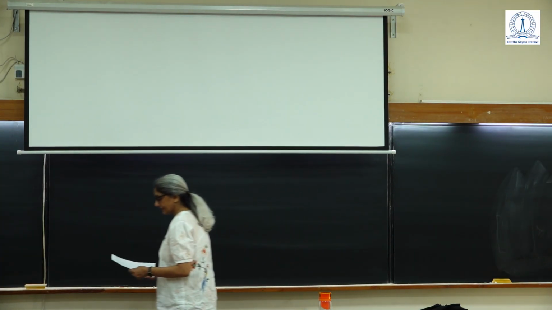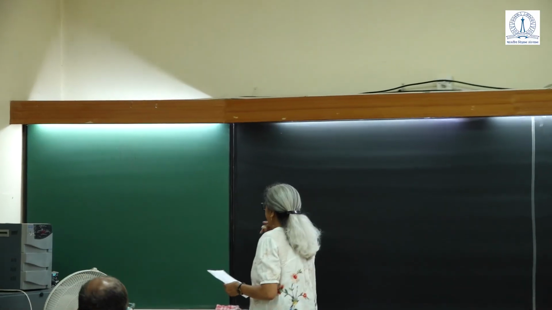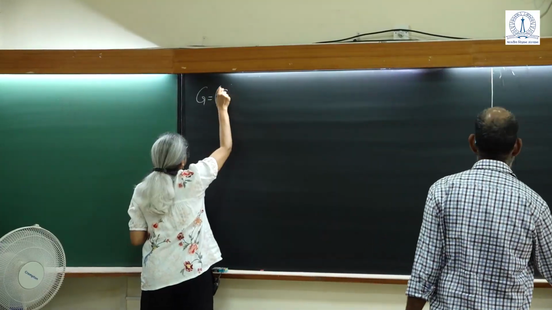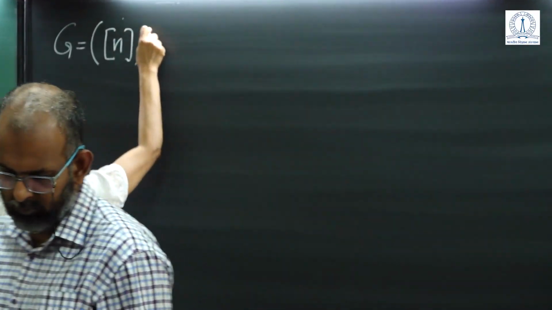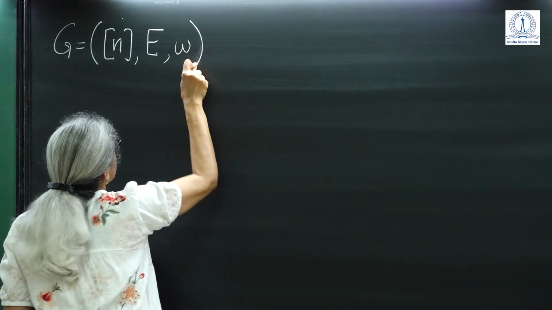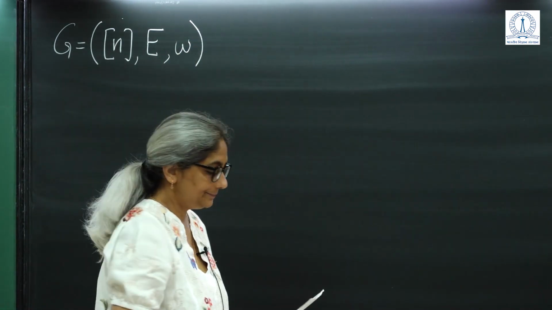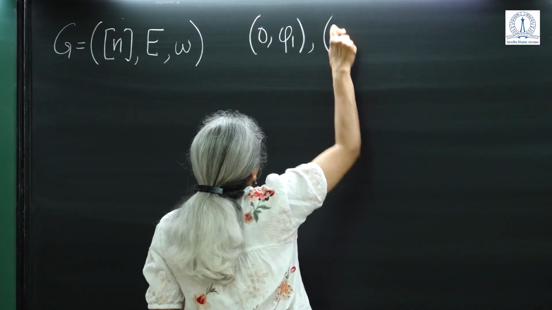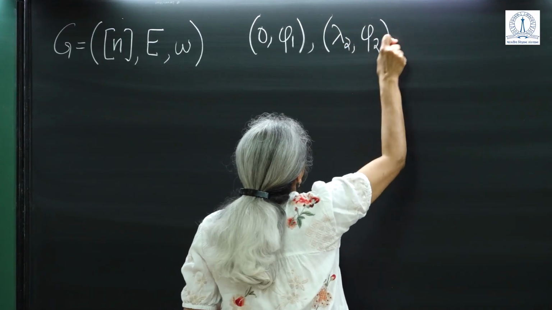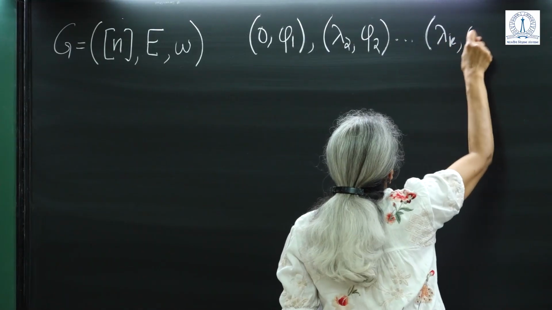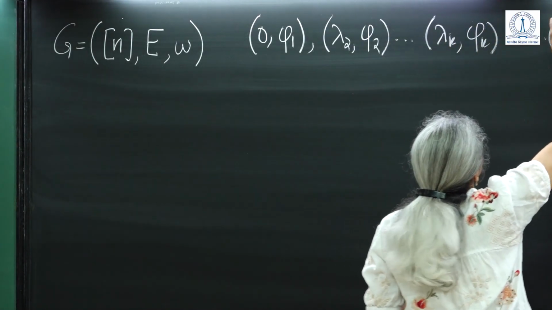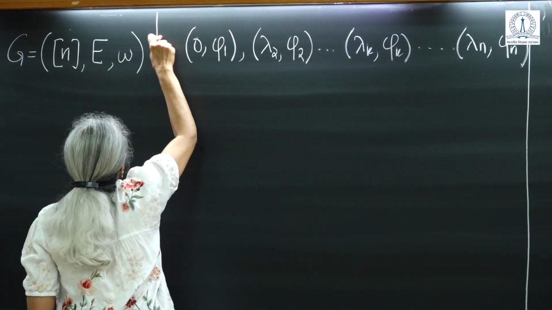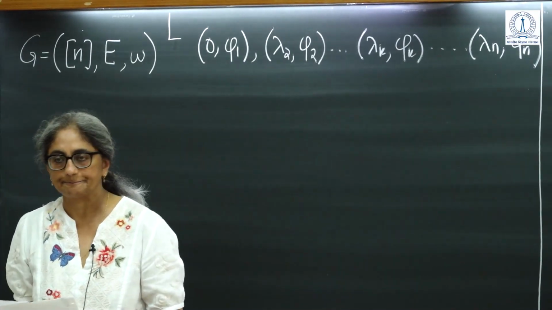Okay, so let me put all the data that we have over here. We have a big board, so we can put it here. I started with a graph that looked like this, E, and some weights. This is how we started. And its eigenpairs were 0 and phi 1, lambda 2 and phi 2, all the way up to lambda k and phi k, all the way up to lambda n and phi n. This is of the Laplacian. So this is all coming from the Laplacian.